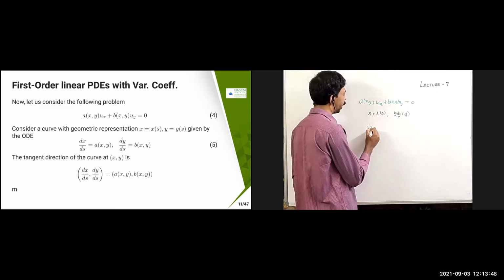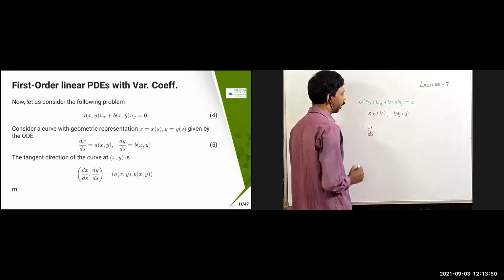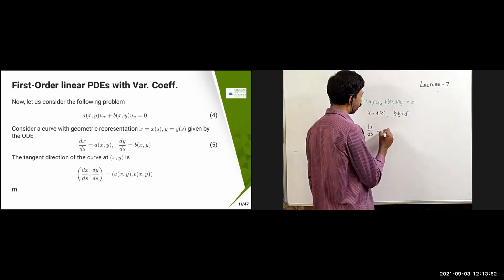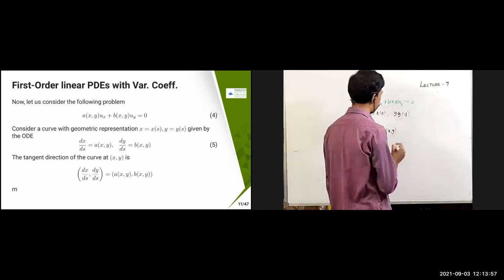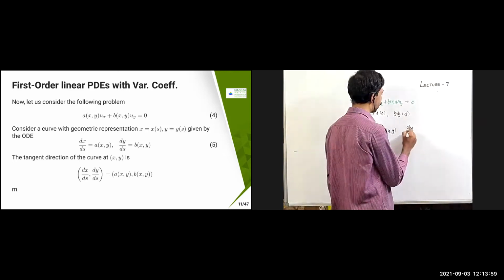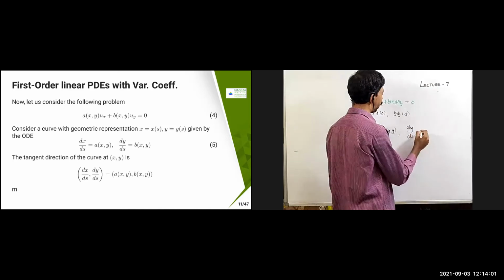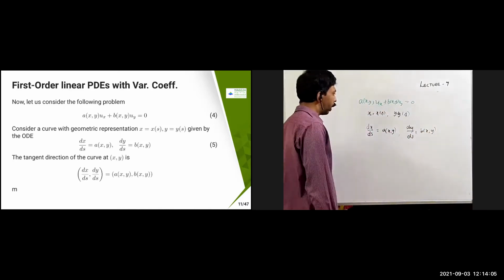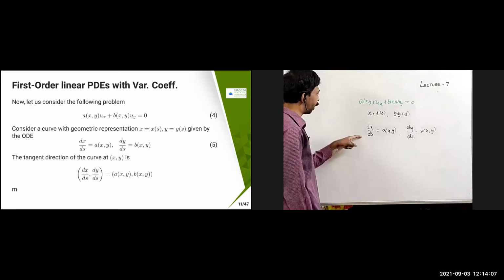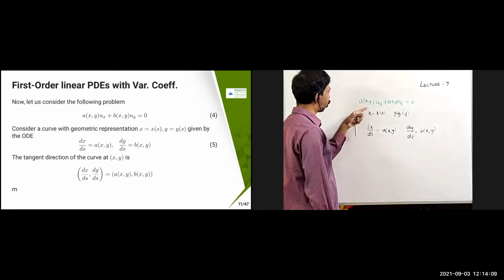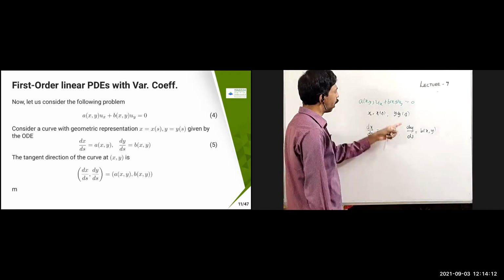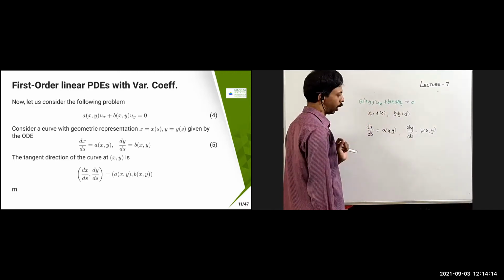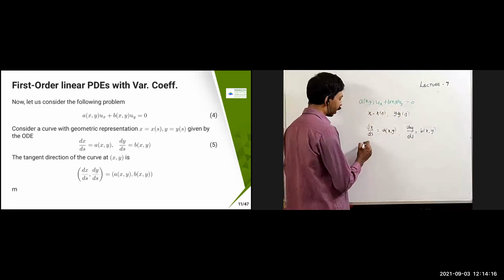I'm going to write dx/ds. So dx/ds I'm going to equate with a(x, y). Okay, geometric representation of this problem I'm writing. dy/ds I'm going to write as b(x, y). Okay, so this part I'm considering. So dx/ds I'm going to represent as this coefficient, and dy/ds I'm going to represent as this coordinate.